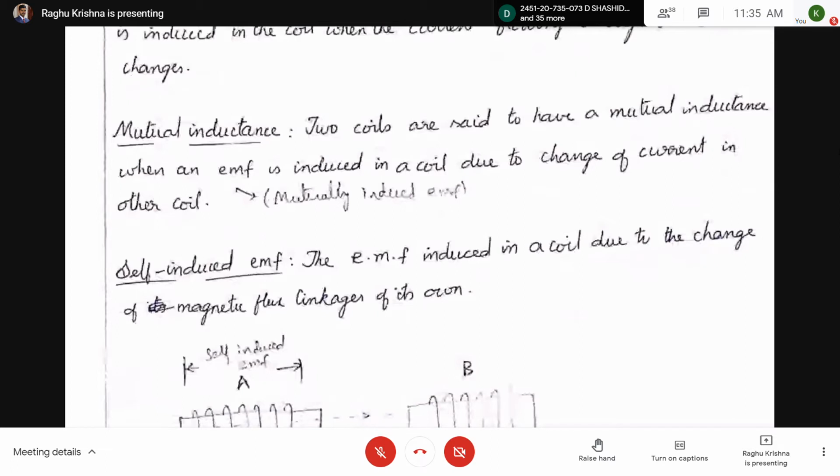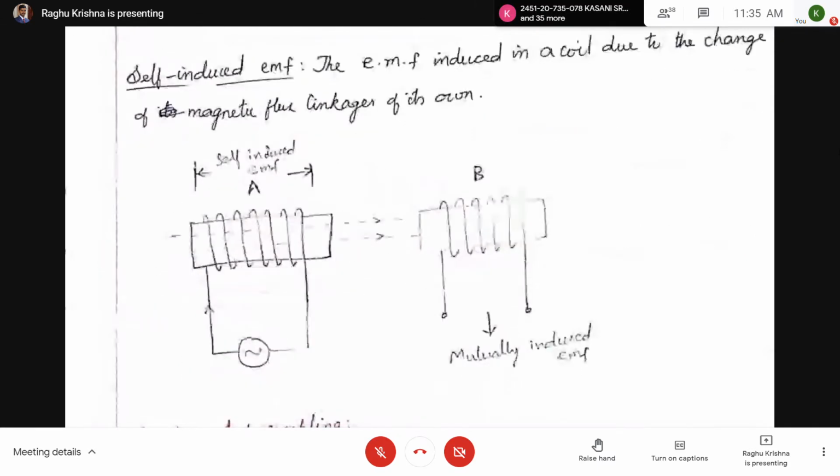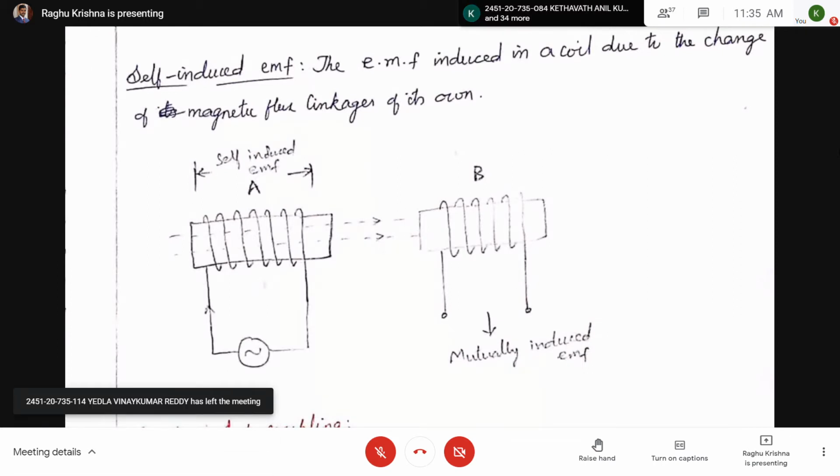So what is meant by self-induced EMF: the EMF induced in a coil due to change of magnetic flux of its own. Here you have two coils, A and B. The first coil is connected to an AC supply, so EMF will be induced in the first coil, that is the self-induced EMF. This flux also passes through the second coil, which is nearby, and the EMF induced in the second coil is the mutually induced EMF.